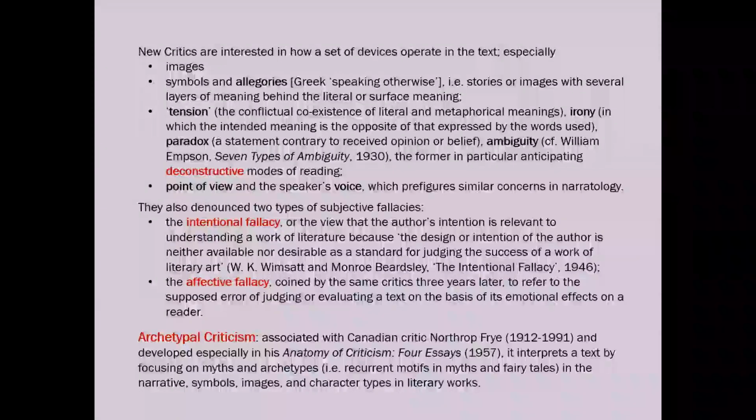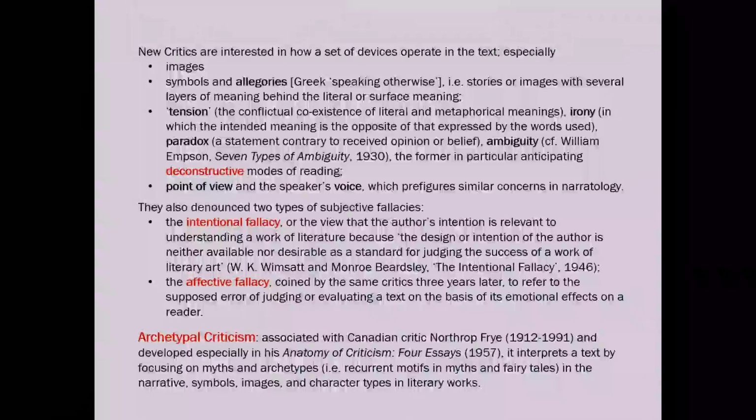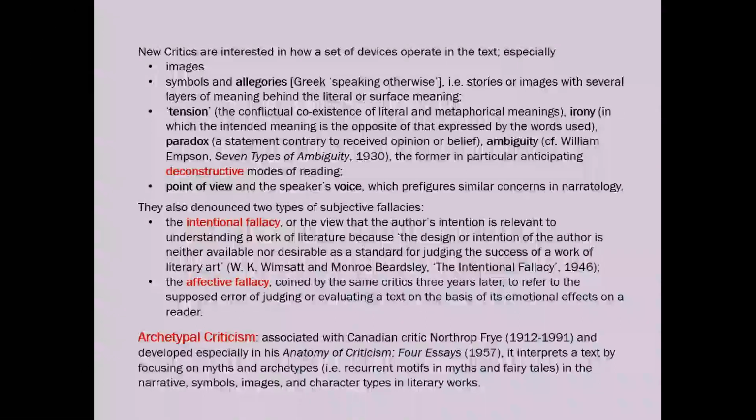We would just have to know what the author had to say, what he wanted to express, and that would be it. Okay, so no, this is wrong. This is a fallacy. Okay? And equally wrong is a term that the same critics, Wimsatt and Beardsley, called three years later the affective fallacy, referring to affect. Therefore, the supposed error of judging or evaluating a text on the basis of its emotional effects on a reader.